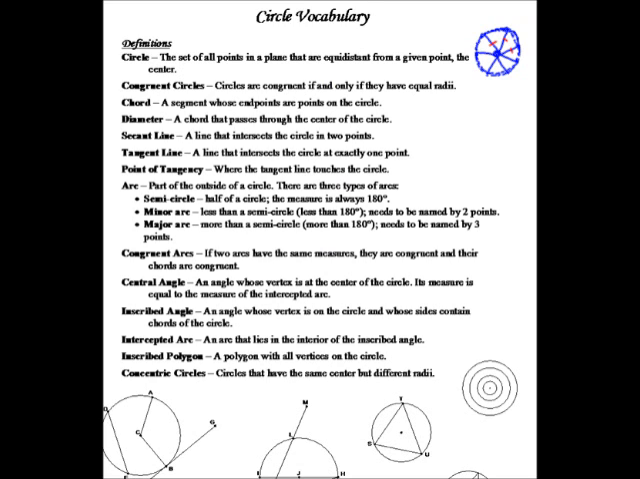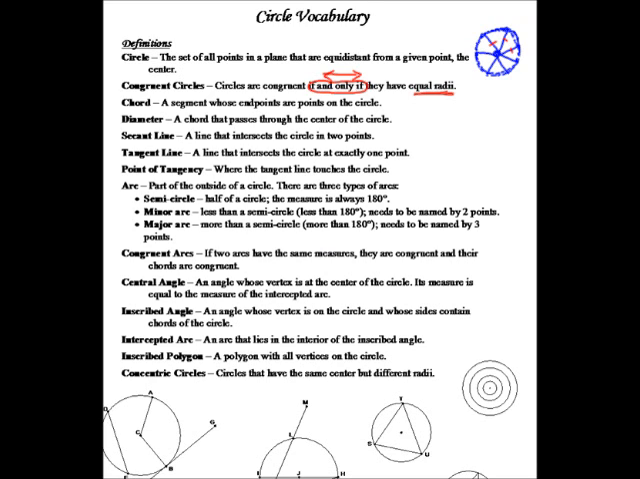Now, congruent circles. It says circles are congruent if and only if they have equal radii. That if and only if statement says that you can work both ways. And what I mean by that is you can say, if you know your circles are congruent, then you know you have equal radii. Or you can go the opposite way. If you know your radii are equal, then your circles must be congruent. So it goes both ways. That's what that if and only if statement is saying.